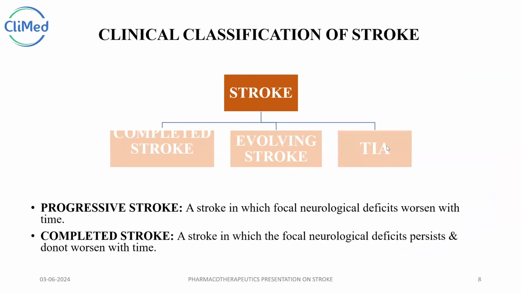Moving on to the classification of stroke, we have two types of classification. One is the clinical classification and the second one is the mechanical classification. In the clinical classification, stroke is divided into three main types: completed stroke, evolving stroke, which is also known as progressive stroke, and transient ischemic attack. The completed stroke is one in which the focal neurological deficits are set, persisting over time, and not worsening over time. In the progressive stroke, the focal neurological deficits worsen with time.